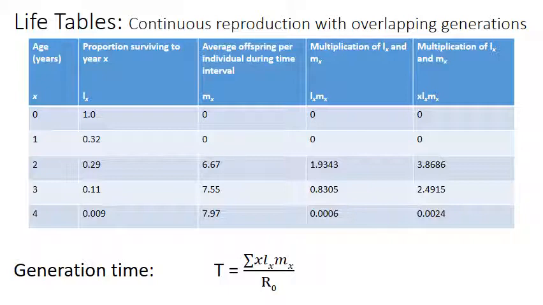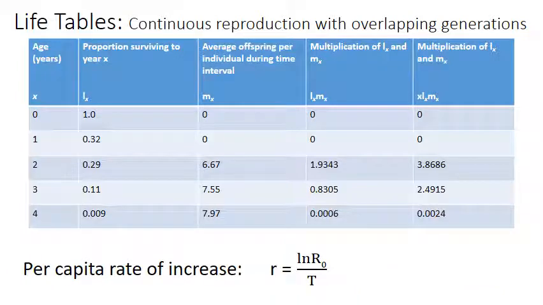So based on that garter snake life table, let's first calculate generation time. That's going to be the sum of that final column, X, LX, MX, over net reproductive rate. In class, it could be time, obviously, to work these things out. But in this case, you can see generation time of these garter snakes is 2.3007. Remember, we're working in years this time. So 2.3007 years is the generation time of these garter snakes.